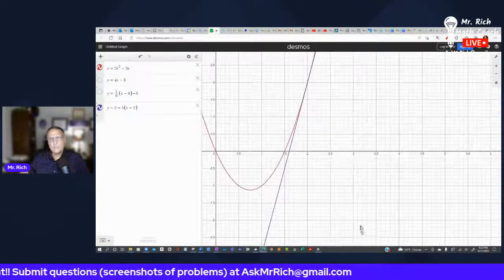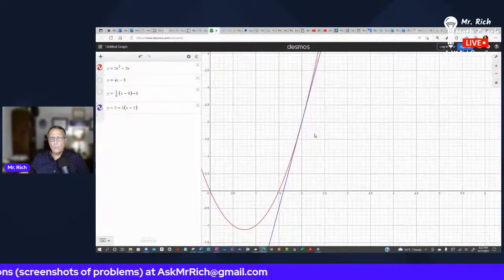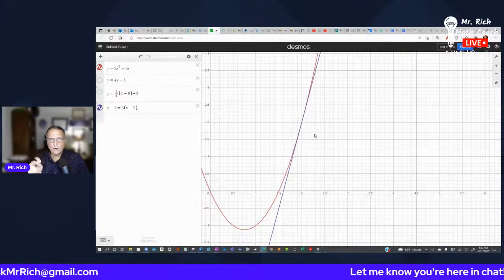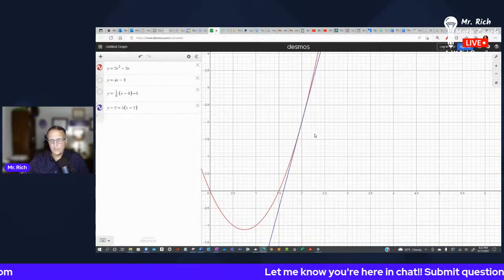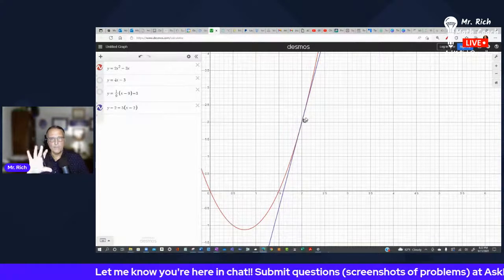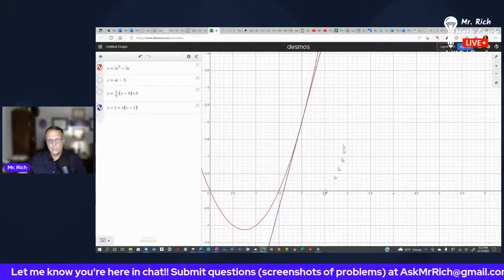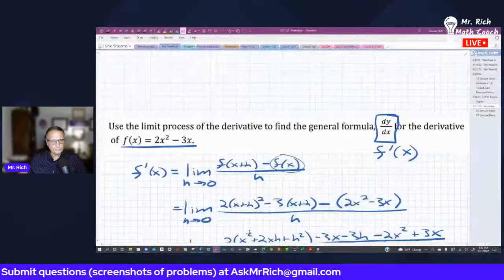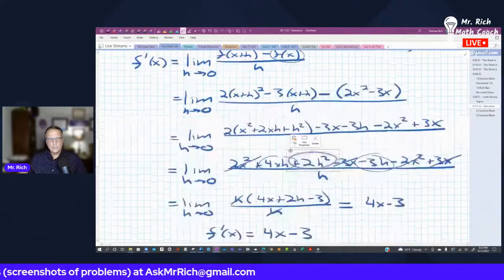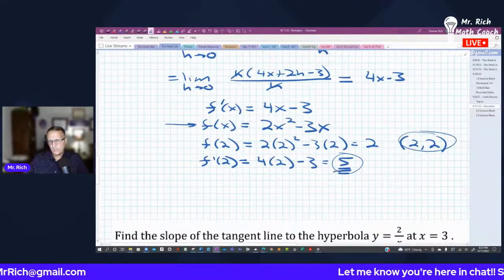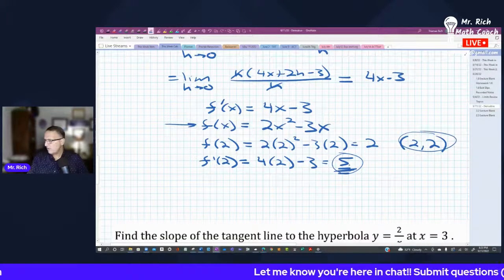So I'm showing this to you to show you that the derivative will give you the slope of the tangent line that will hit the curve at a particular x value. At x equals 2, the slope of the tangent line is the number 5. That's what we saw. So let's go back. So that is why we use derivatives. They allow us to find slopes of tangent lines on our function.